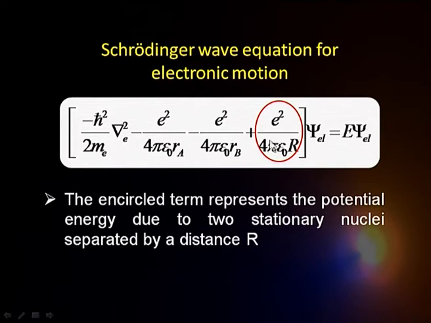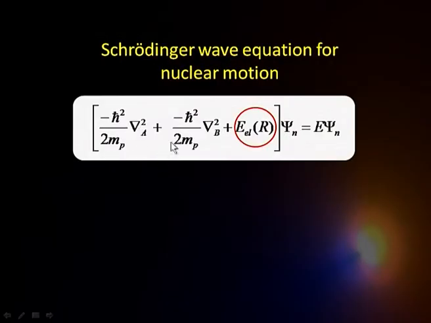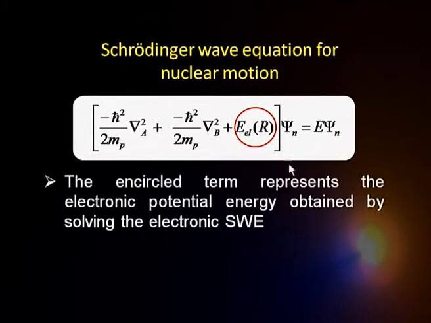So, this is my electronic equation. This is what we need to solve to understand our molecular system there, that is the hydrogen molecule ion. Now, the nuclei are considered to be stationary, that is the bottom line. Now, as regards the nuclear motion, that is the kind of expression we have. These two terms are about the kinetic energy of the nuclei, and the third term which is enclosed here basically represents the electronic potential energy obtained by solving the electronic Schrodinger wave equation.